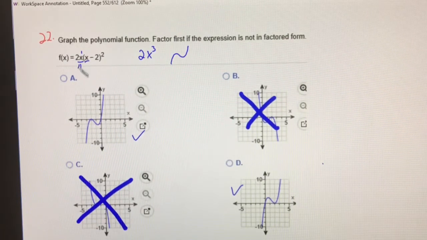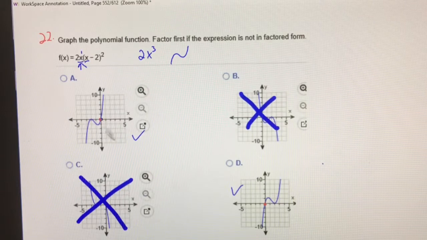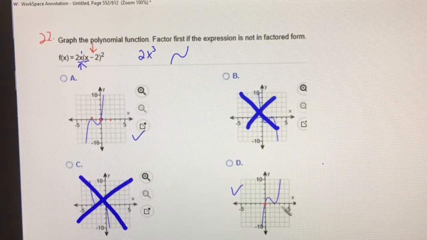It has a 0 at 0. So that one goes through 0. That's good. Oh, that one goes through 0 as well. It's still a toss-up. Now, the factor is x minus 2. That means it's going to have a 0 at positive 2. That one doesn't have a 0 at positive 2. It has a 0 at negative 2. And what's nice is at positive 2, it bounces. That's what that 2 means there. That means multiplicity 2, and multiplicity 2 is going to touch and turn.